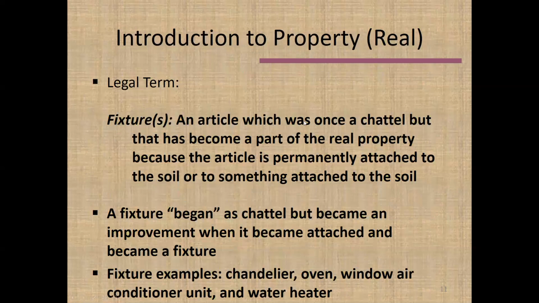An article which, and so this is the personal property, which was once chattel, so personal property, but that has become a part of the real property because the article is permanently attached to the soil or to something attached to the soil. So if I have a chandelier, until I attach it to my ceiling, it's chattel. But once I attach it, it becomes a fixture. Same way with an oven, a window air conditioner unit, a water heater. Once they're attached to the system, or my mobile home, for example, it becomes a fixture, and therefore it becomes part of the real property, the realty, the real estate.